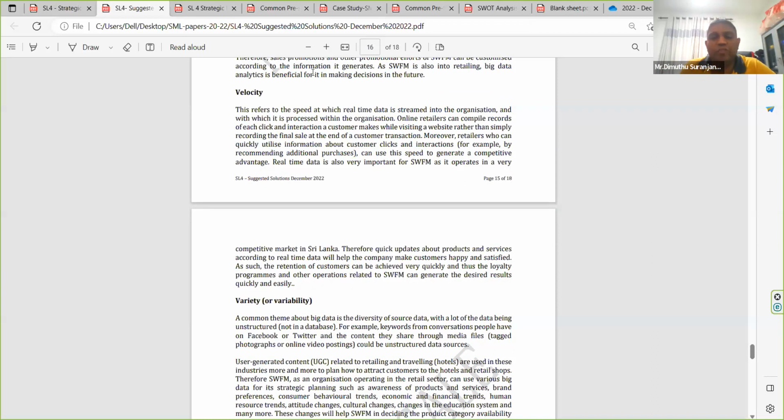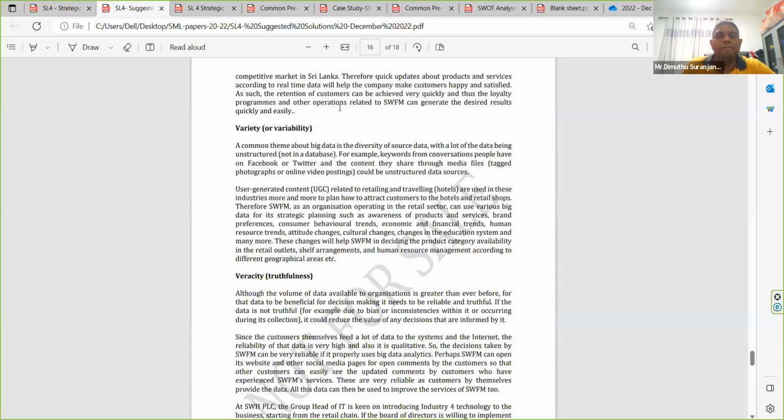Real-time data is also very important for SWFM as it is operating in a very competitive market in Sri Lanka. Therefore, quick updates about products and services according to real-time data will help the company make customers happy and satisfied. As such, retention of customers can be achieved very quickly, and thus a loyalty program and other operations related to SWFM can generate the desired result quickly and easily. That is a little bit of application, no? Then variety or variability.